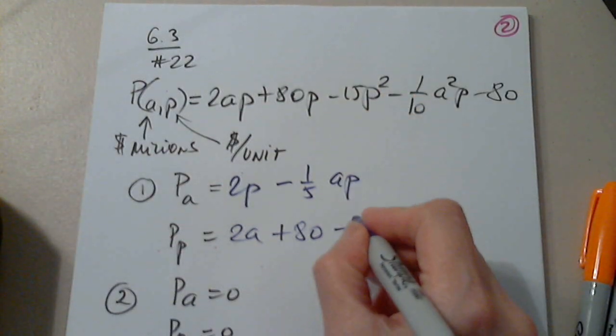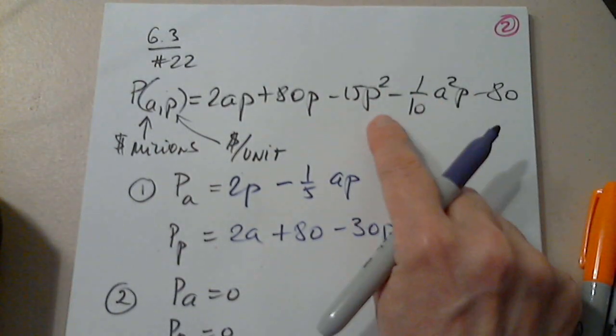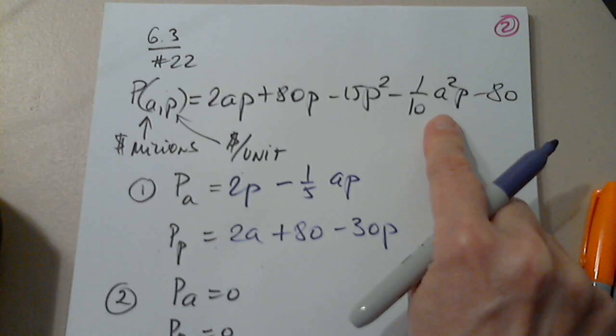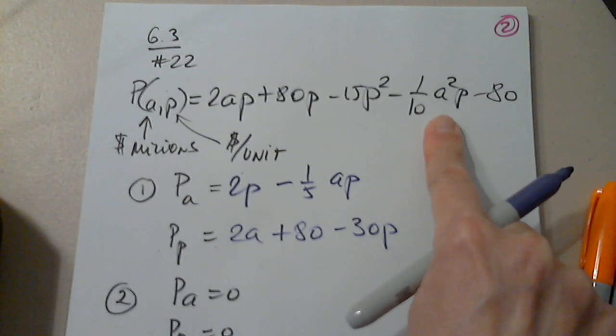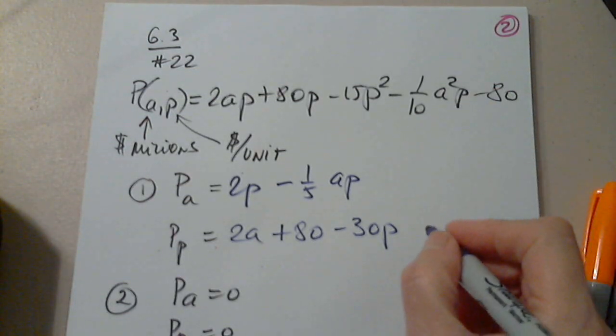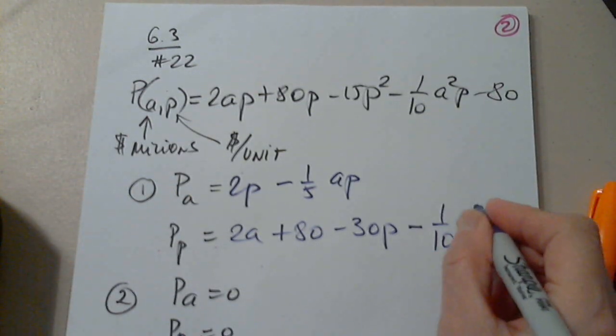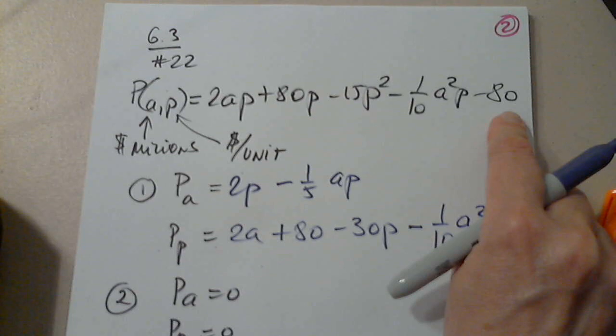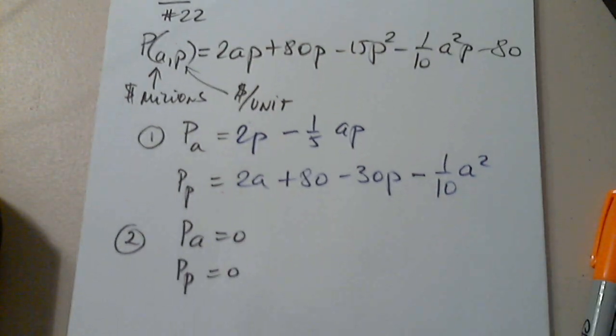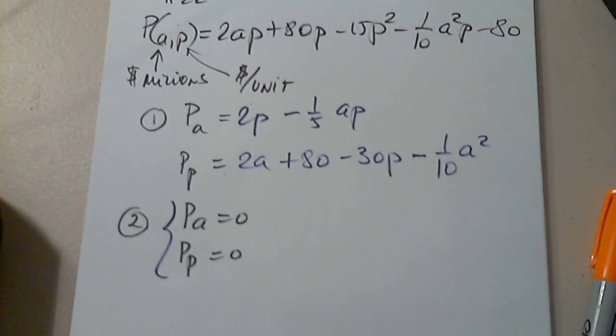Only with respect to P. Negative 15P. You're saying you meant negative 30P. Okay. Only with respect to P. Would it be 1/10 A squared? Yes. Only with respect to P. 0. That's it. Excellent. So now we determine the system.